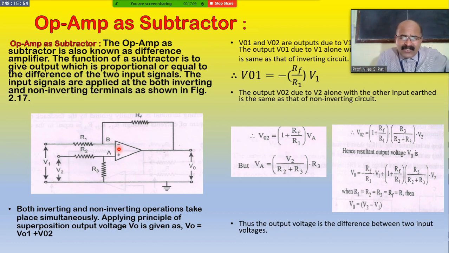We know that all the voltages at the inverting and non-inverting terminals are measured with respect to ground. Each and every voltage at the respective terminal is measured across the ground. And here this terminal is the ground. Hence V1 is the voltage given to the inverting terminal through R1, and V2 is the voltage given to the non-inverting terminal through R2.